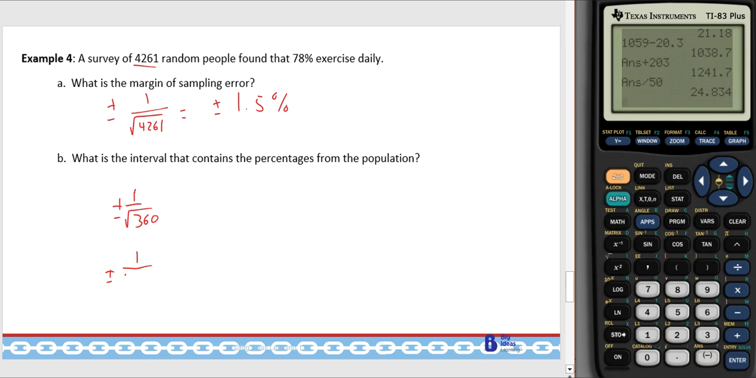And I want you to look at what happens to your sampling error and your intervals as your sample size decreases, right? So for this one, you're going to get your interval with 4,261 people. Your interval is going to be 76.5% to 79.5%. You're going to get a pretty big interval here for this last one. So I want you to work through that, and then you should be ready to work on your assignment.